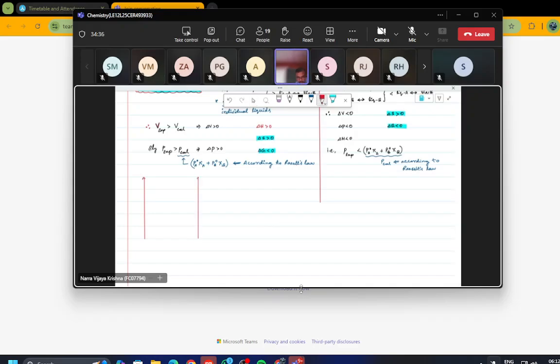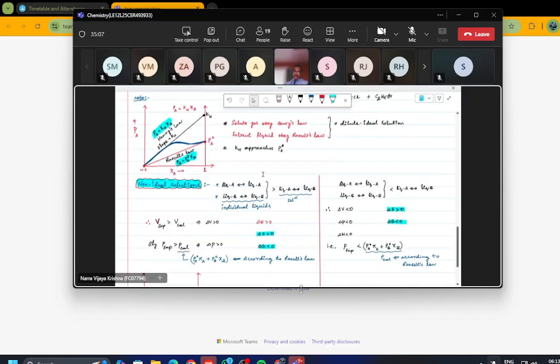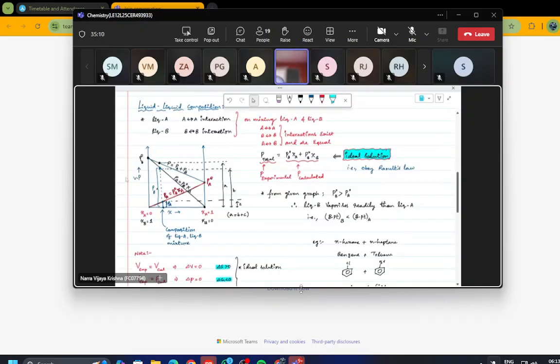I am plotting a graph between vapor pressure and mole fraction. Let me consider here XA value is 0, XB value is 1. Here XA value is 1, XB value is 0. Now, what we have studied earlier when studying ideal solution, which did I take more, PA or PB? PB is more. PB naught is more than PA naught.